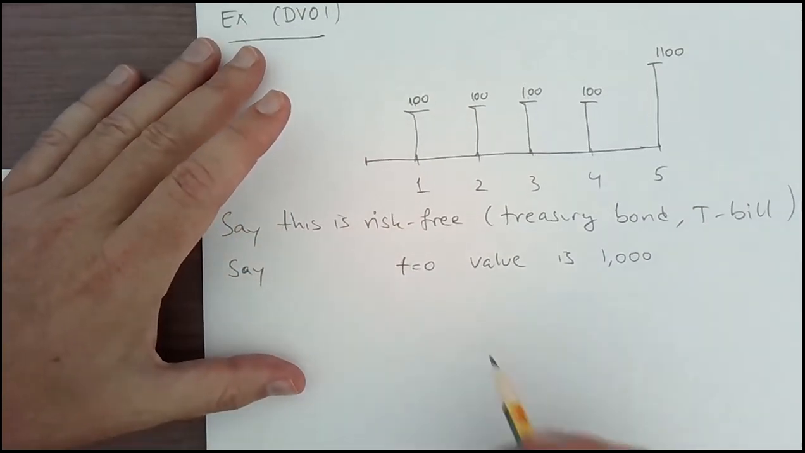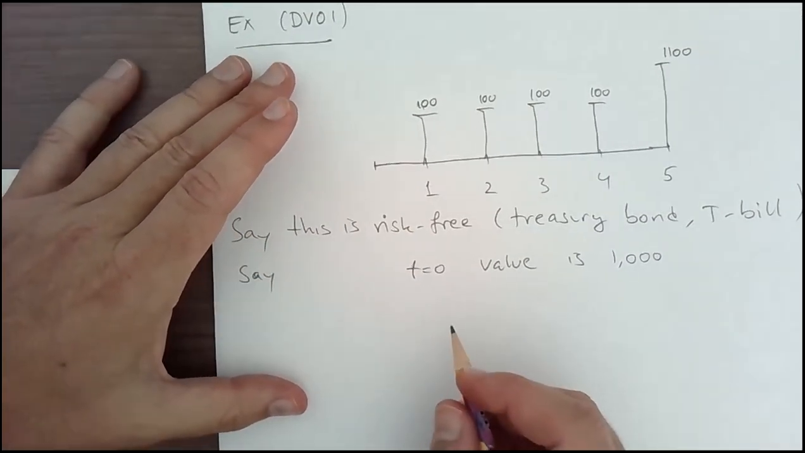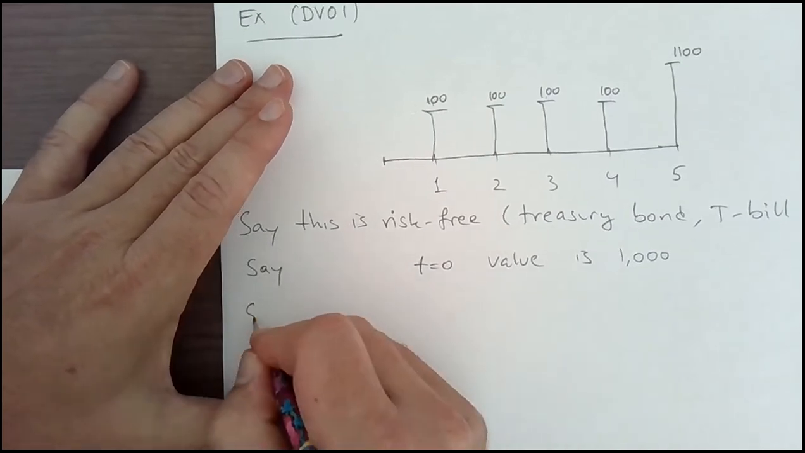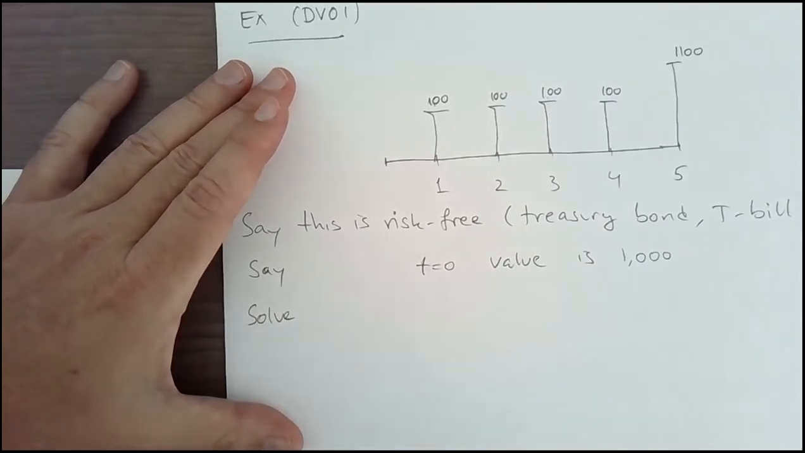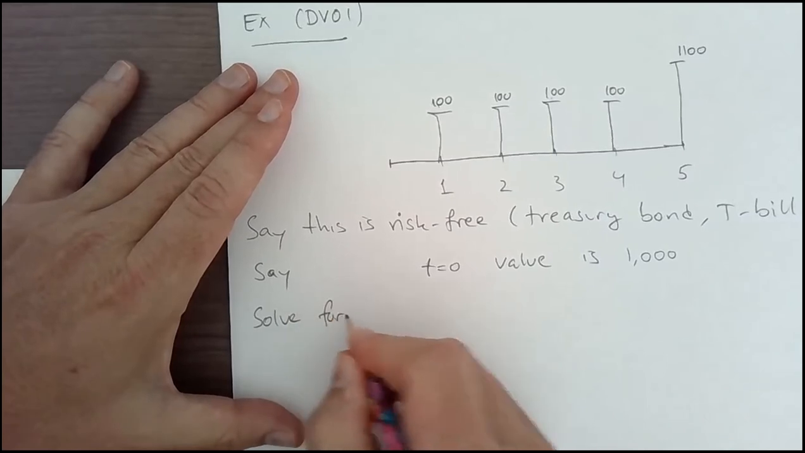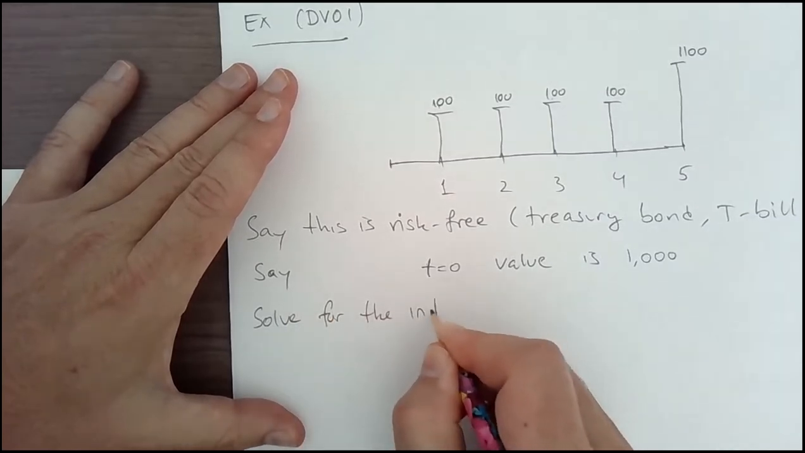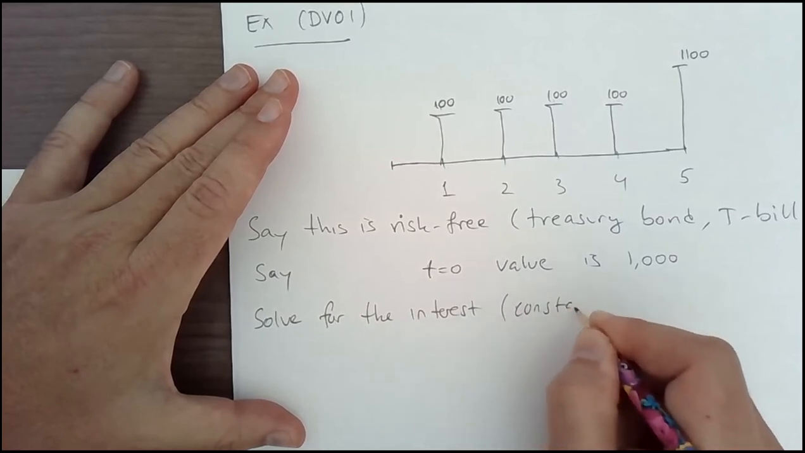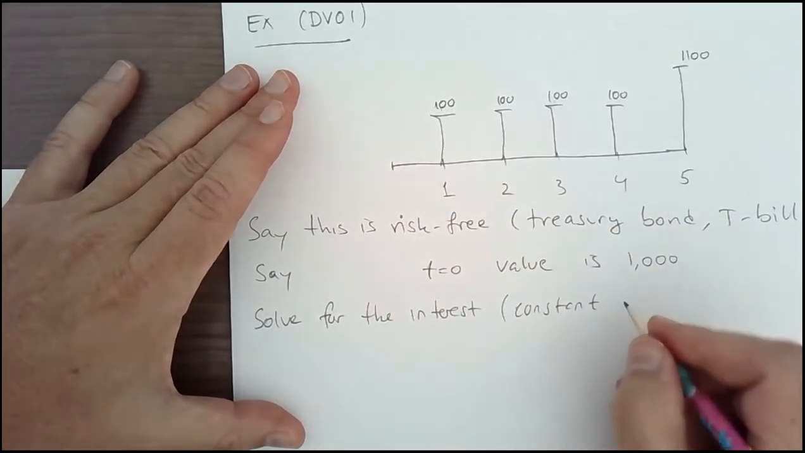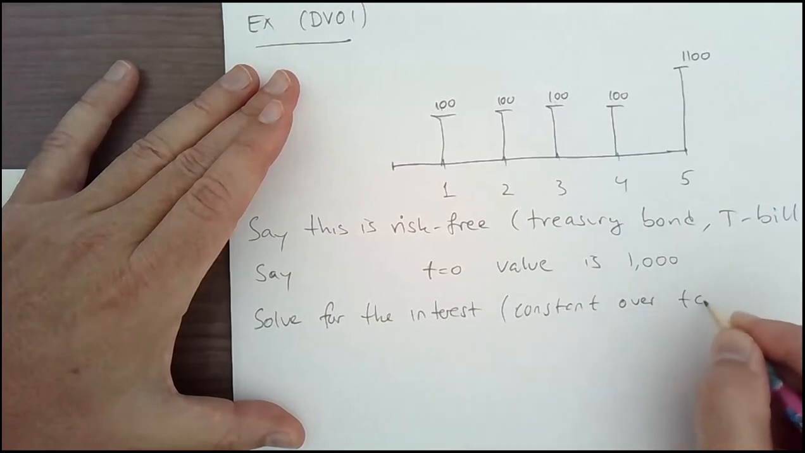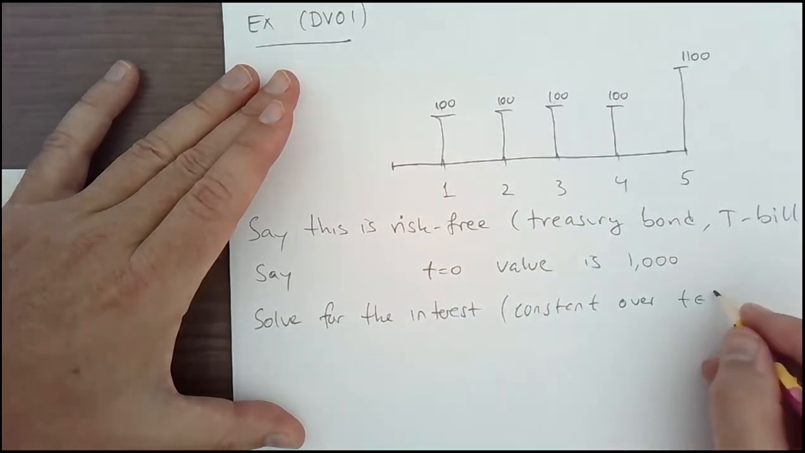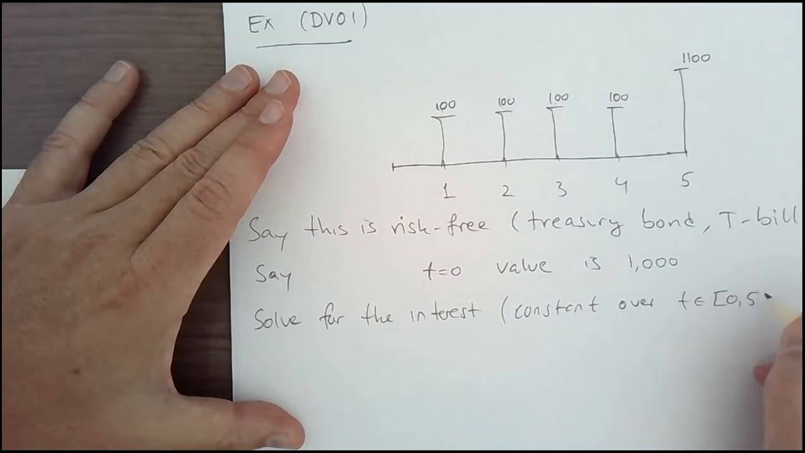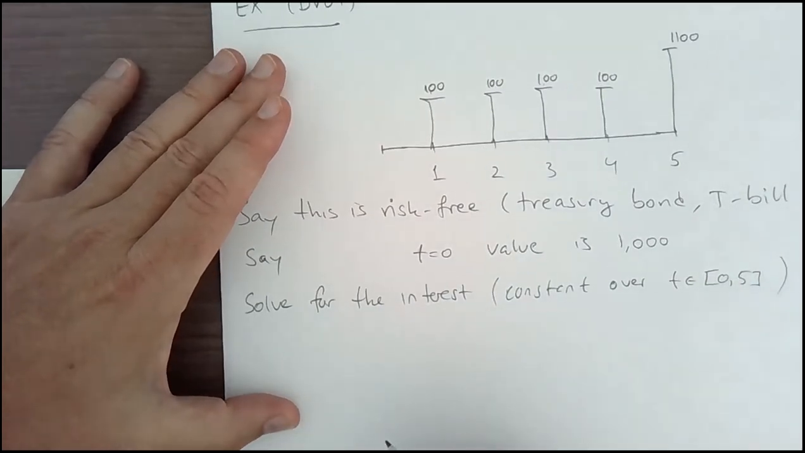Well, the way you would do that is you would solve for the interest rate, and here we're taking it to be constant over the entire period from 0 to 5. And so how would you compute it?